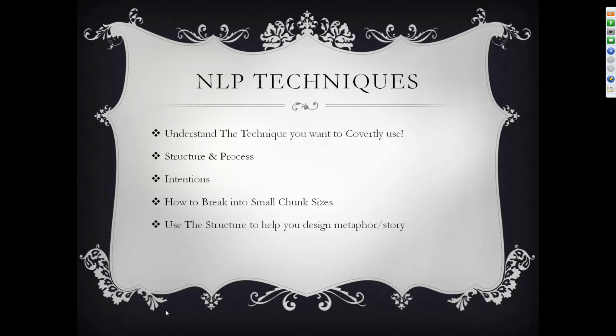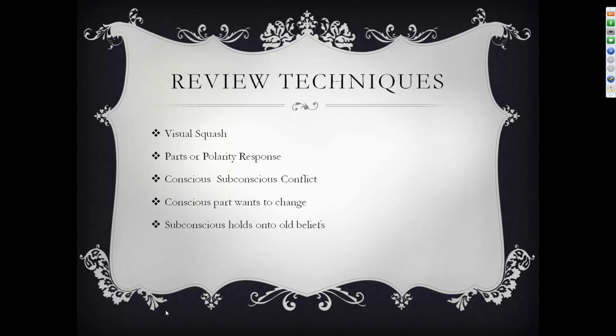What's the intention of this technique? Then you break it into small chunk sizes. And if you're really going to get elegant with it, you can just do it that way, just describe the technique. Or you can use the structure to help you design a metaphor or a story, right? Take a classic story, tweak it up, boom, you can pop an NLP technique in there. So let me give you an example.